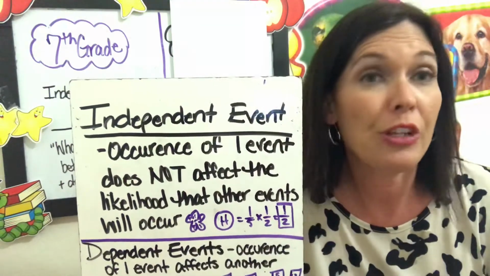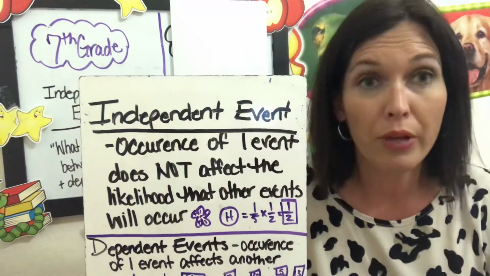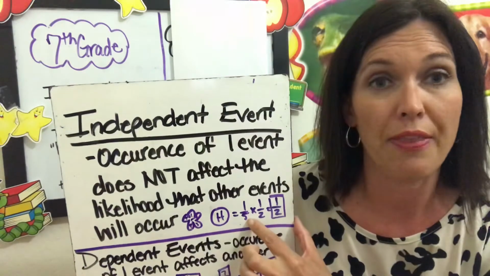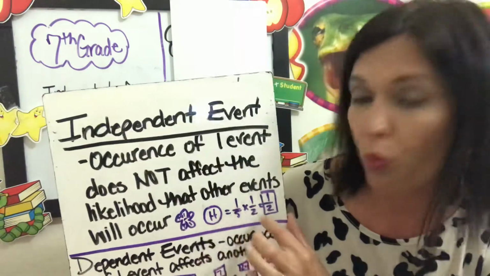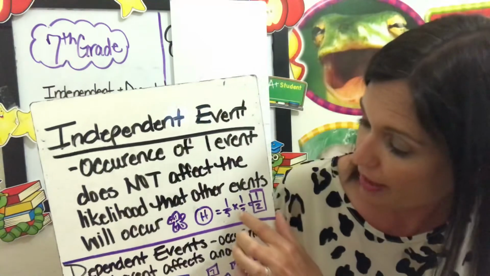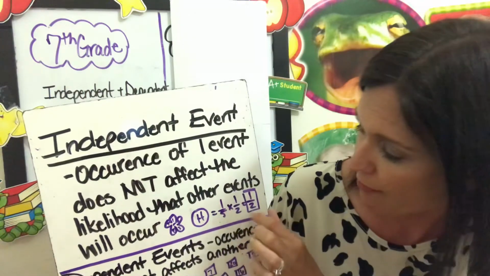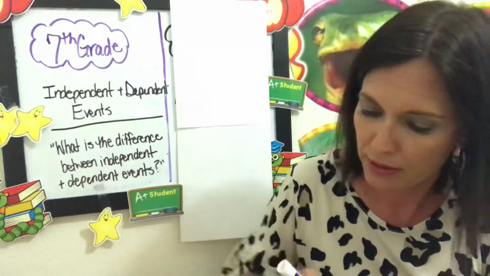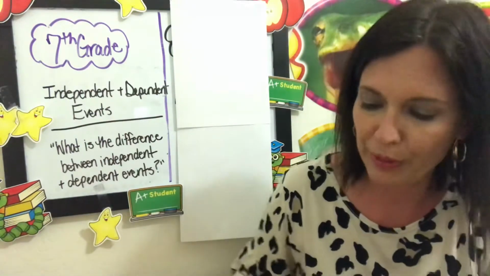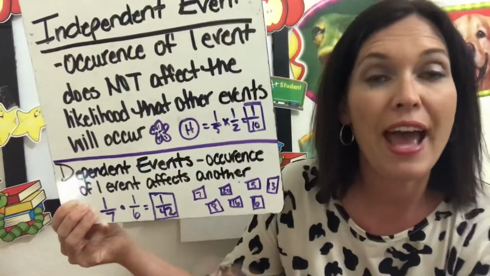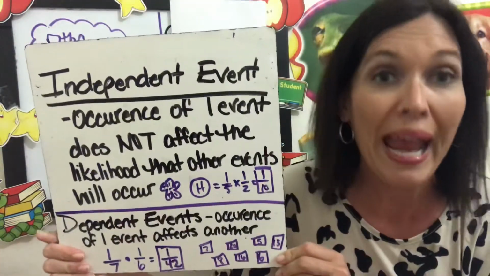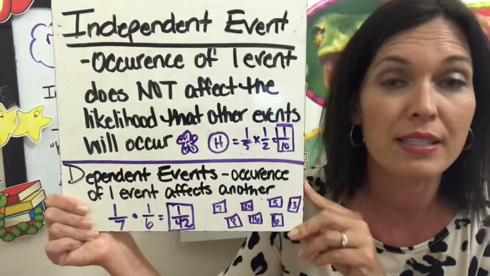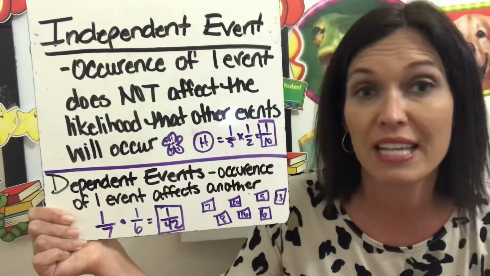So if I asked you to figure out the likelihood of that, you'd say, to get a 2 on the spinner, I have a 1 out of 5 chance. And to get heads on my coin, I've got a 1 out of 2 chance. So when you multiply them, 1 times 1 is 1, and 5 times 2 is 10. Let's fix that here a second. There we go. So you have a 1 out of 10 chance to spin a 2 and get heads on your coin flip.